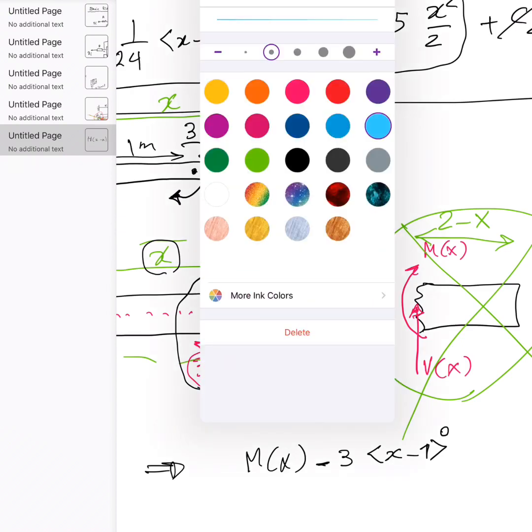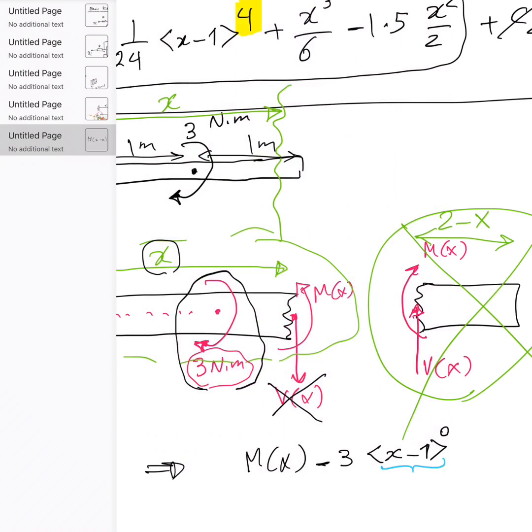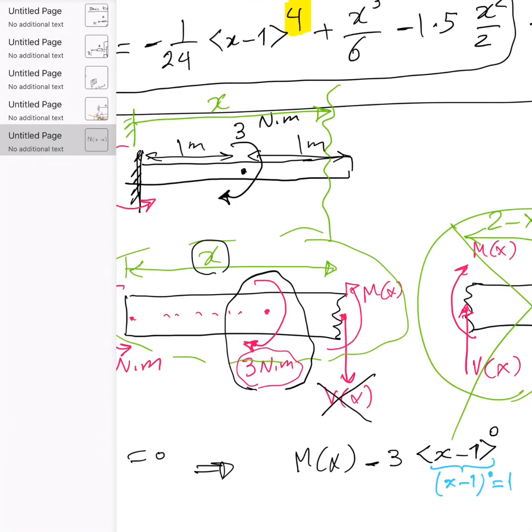Here, if your x is greater than 1, then the end result of this is x minus 1 inside parentheses, and to the power 0 becomes 1. So 1 times negative 3 is just a pure negative 3 couple moment. So this term, in fact, acts like a switching mechanism. That means it includes that negative 3 when your x is greater than 1, and it just eliminates that negative 3 when your x is smaller than 1.